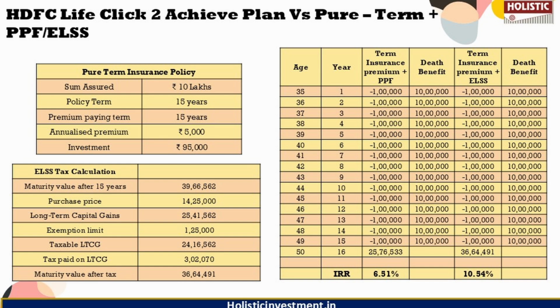Final maturity value under the PPF account, in combination with term insurance, is 25.76 lakhs. So it yields us an IRR of 6.51%. And in ELSS's case, your maturity value is subjected to capital gains tax. So the tax calculation is done and the required tax amount is set aside from the proceeds. So the post-tax maturity value under the ELSS plus term insurance combination is 36.64 lakhs and the IRR for the same is 10.54%, which is a post-tax return.